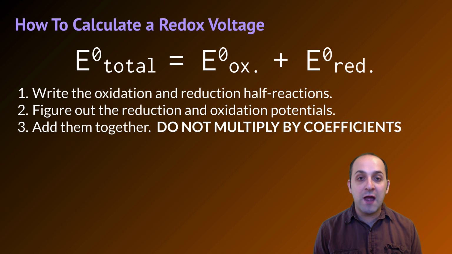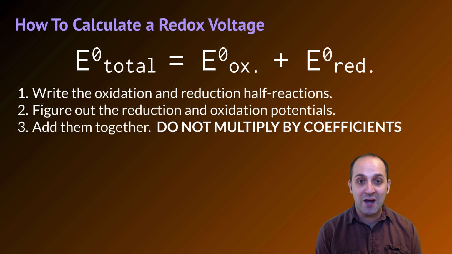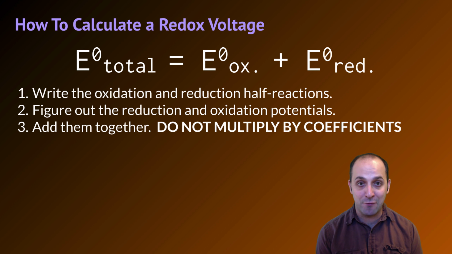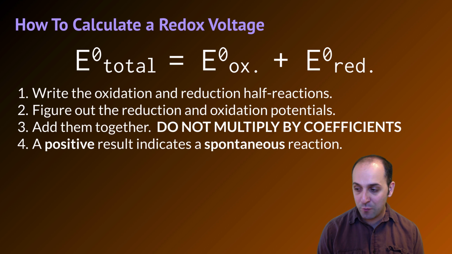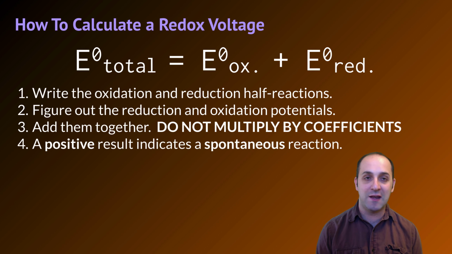In lesson 1, we learned how to use coefficients in half reactions in order to balance the overall reaction. We're not going to do that here. Do not multiply the voltages that you get off of honors reference table D by the coefficients in a balanced half reaction. Just take them as they are. Once you've done this, if you get a positive result, that's indicative of a spontaneous reaction. A negative result would indicate that the reaction would happen non-spontaneously.